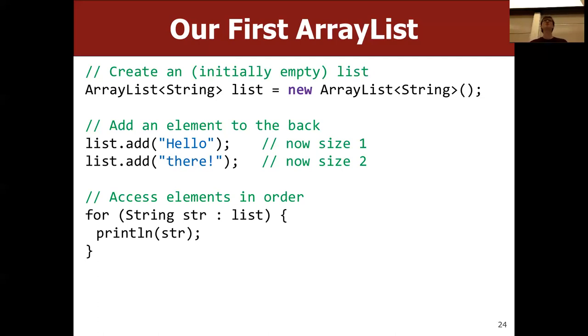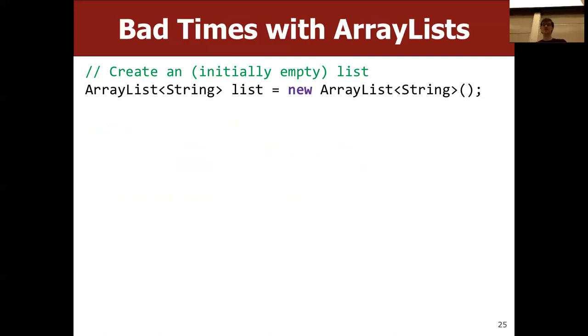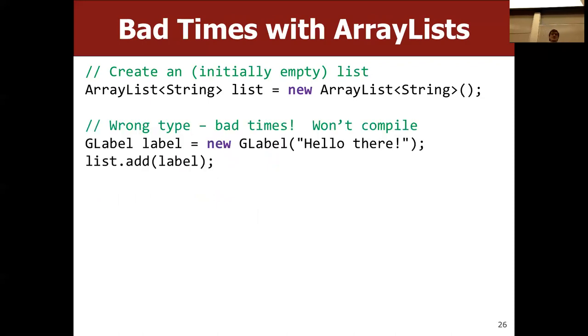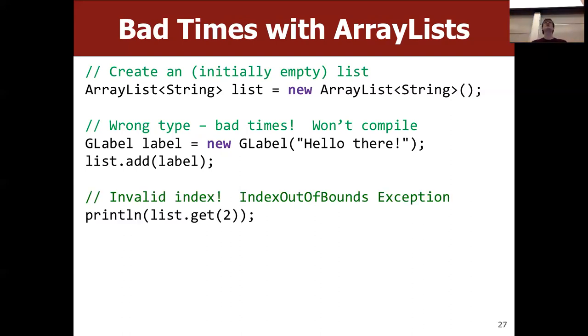Okay, so a couple drawbacks or things that you should not do with ArrayLists. If we make a new ArrayList and you're like, actually, I had second thoughts, I want to put a G label in my ArrayList, the ArrayList is like, uh-uh, can't do that. Just like for arrays, you can't put things in with the wrong type. Once you specify the type that the ArrayList will store, you have to put things in only of that type. So this won't work. The other thing, just like for arrays, is you can't get things that are not valid indices. So you have to be careful, just like for arrays.